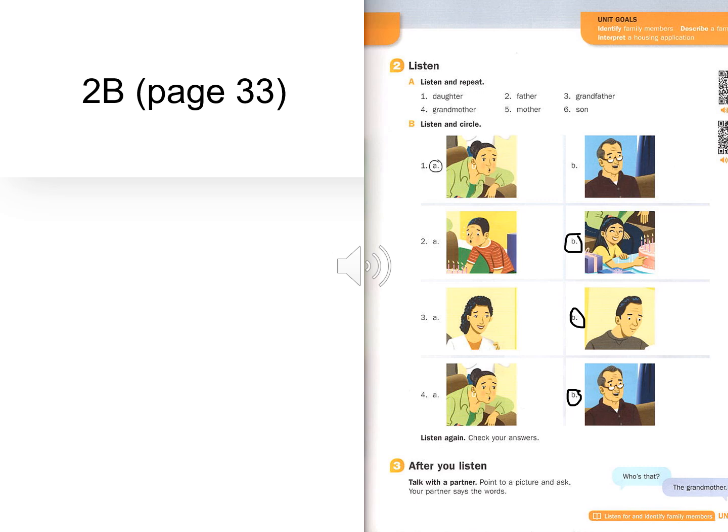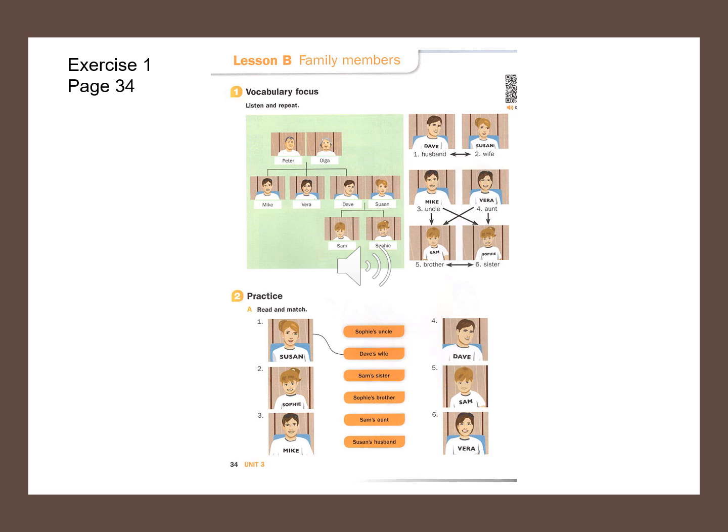Here are the answers. Compare what you see on the screen to what you did in your book. How did you do? Page 34, Lesson B. Exercise 1.